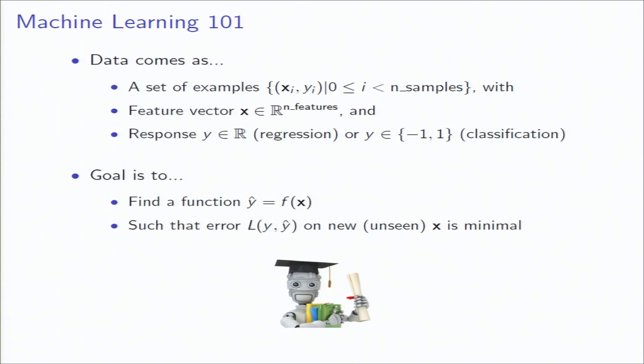So in the case of web page ranking, a feature might be the number of terms in the query, or the number of overlapping terms between the query and the title tag of the web page, or it might be the page rank of the web page. The response Y, on the other hand, can either be a real valued number, in which case we call it a regression problem, like predicting the price of a stock, or it could be a mutually exclusive class label, in which case we call it a classification problem, like relevant, non-relevant, or spam, not spam.